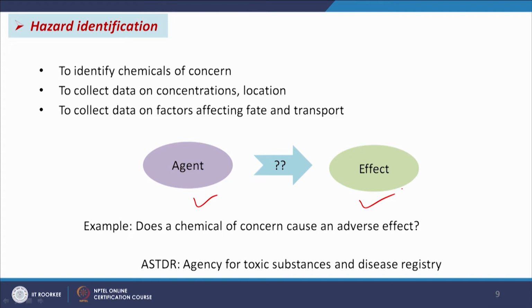To collect data on concentrations and location, and then to collect data on factors affecting fate and transport. All those things are necessary, so that way we can identify the hazards. For example, some concerns are there in the village: the groundwater is contaminated with heavy metals, with arsenic or fluoride or many things. So, we have to analyze the water for the presence of these contaminants.